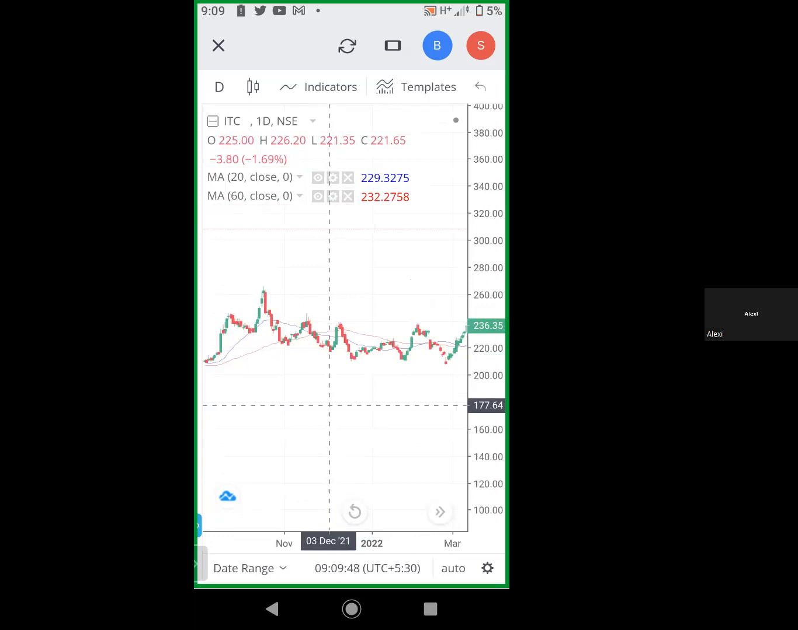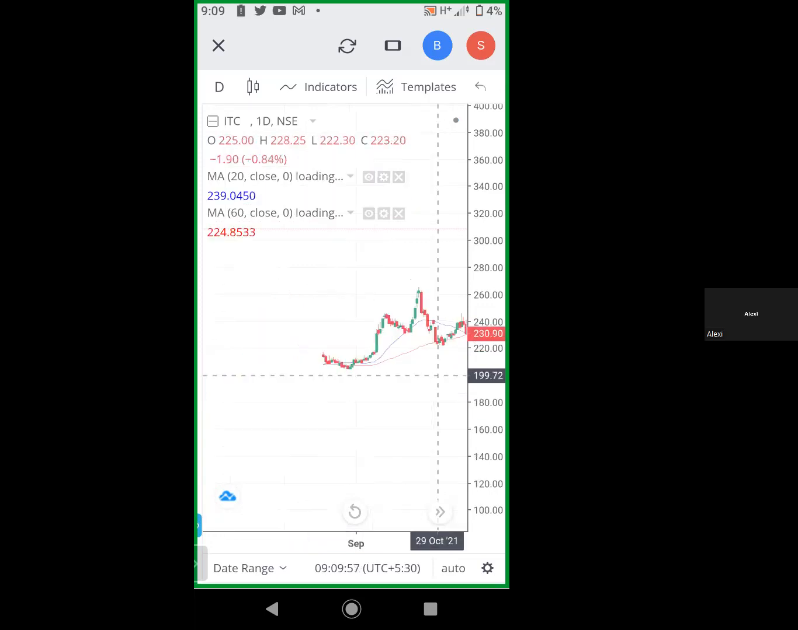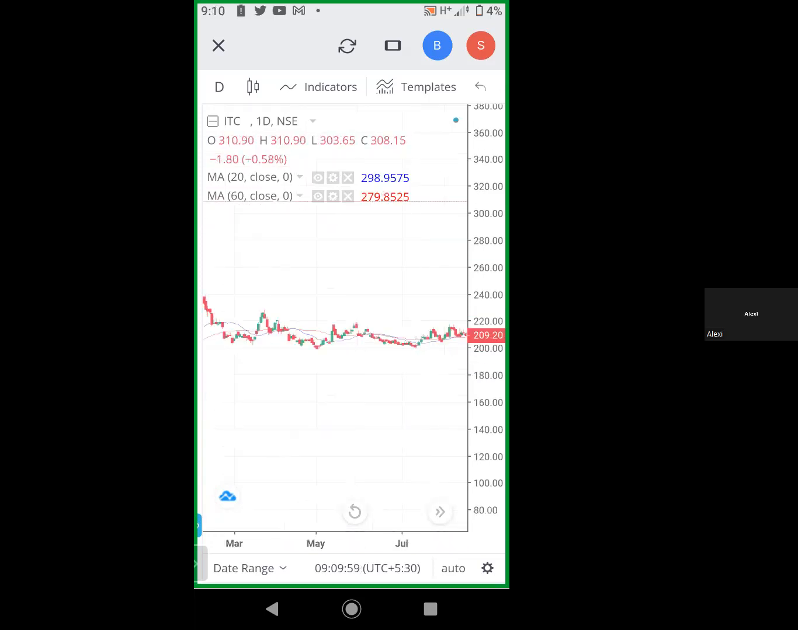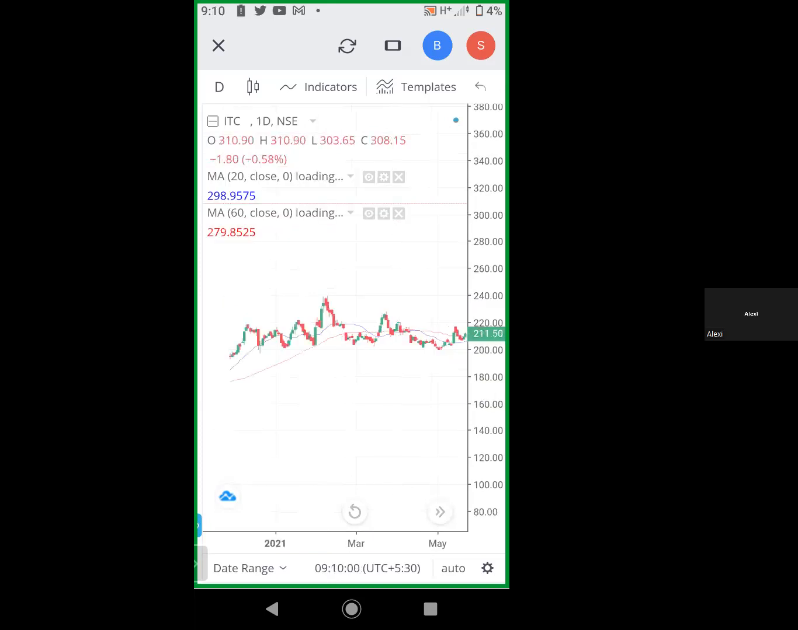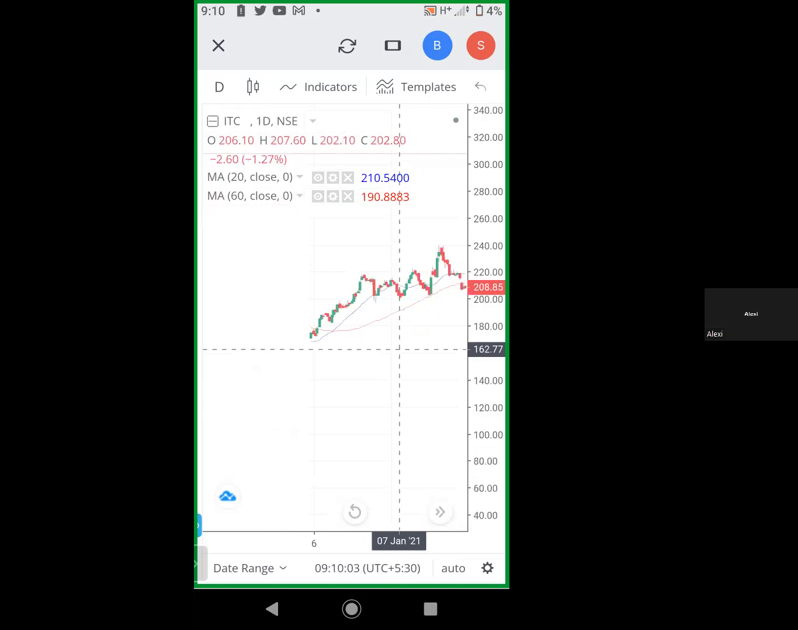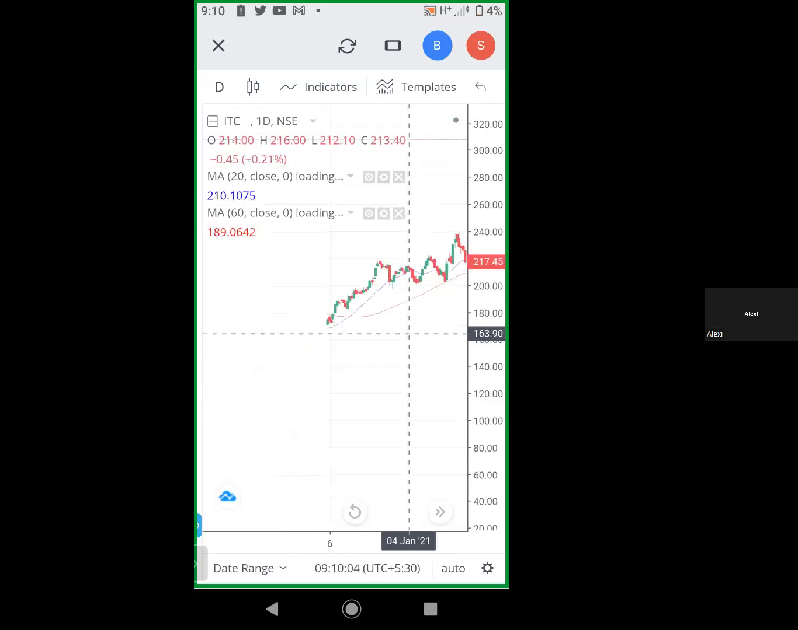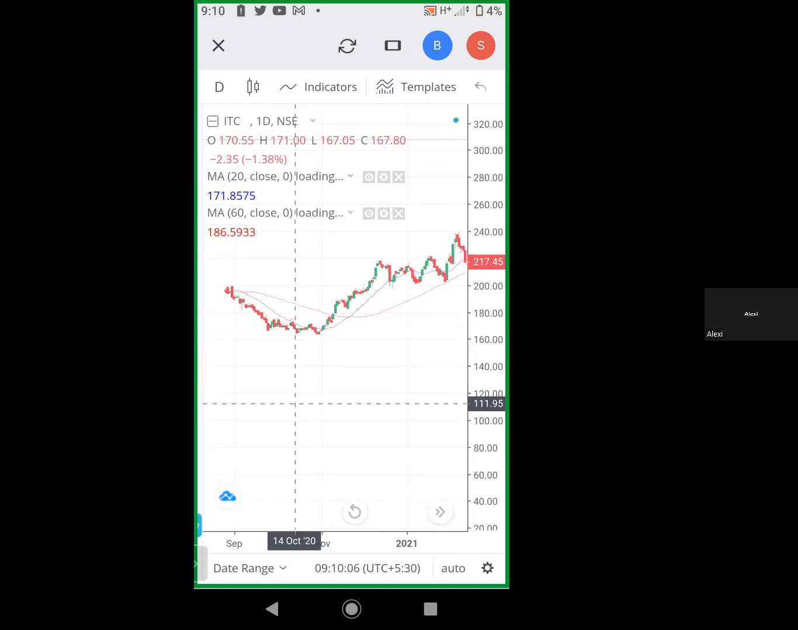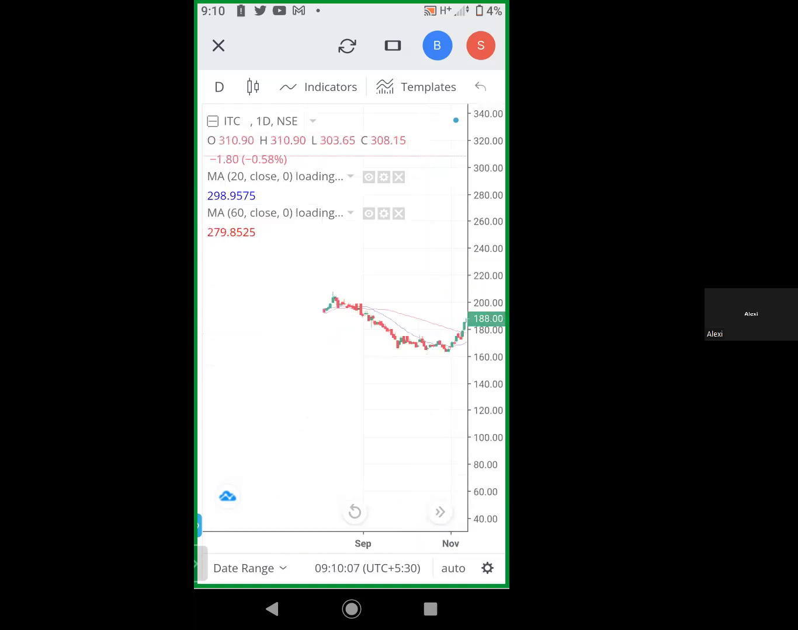And when it is sideways, you will see that the 20 period moving average is above the 60 and below the 60, above the 60, up and down. Okay, that's all a sideways market. You don't want to get in during that time. Just stay out of it unless there is a clear trend where you see that it is moving up.